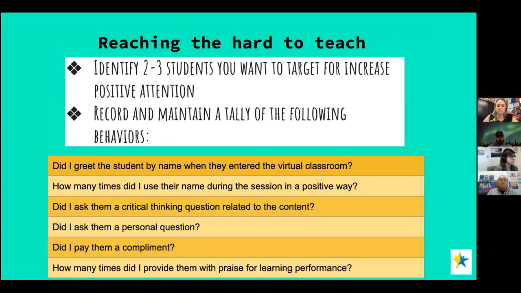You might have students that are hard to reach through online learning. So we suggest that you identify two to three students that you're already noticing may need extra support and that you want to target to increase positive attention. Then maybe record on a little graph like this one and ask yourself these questions, like greeting the student by name. You can read the rest of them, but maybe how many times did you call on the student in a positive way during the session? Did you pay him a compliment? There's more there to give you ideas, but the main thing is identifying those students that are going to need extra attention on how to reach them.